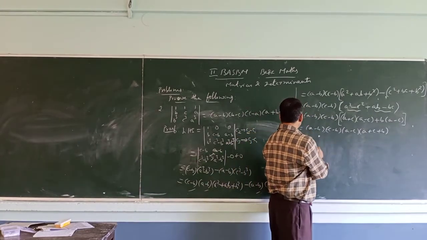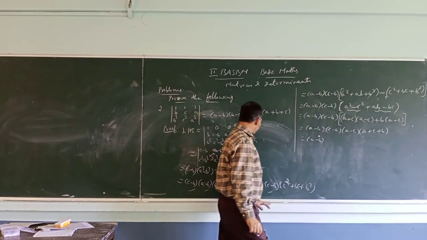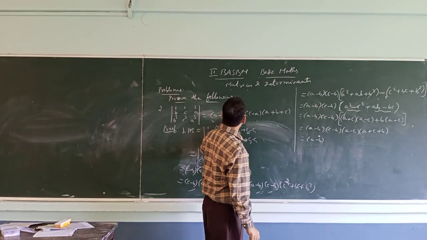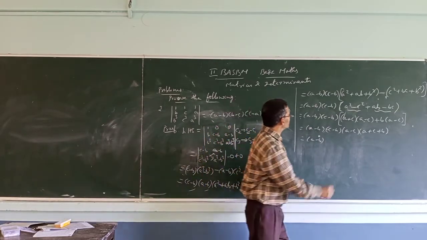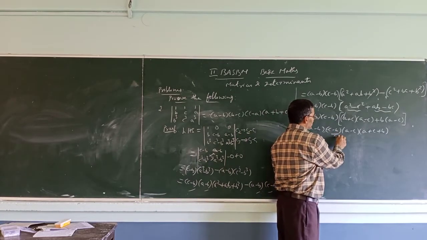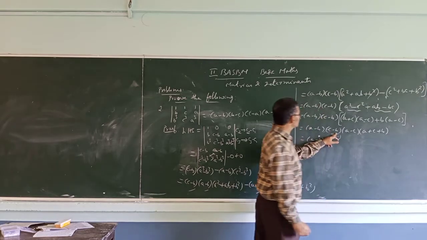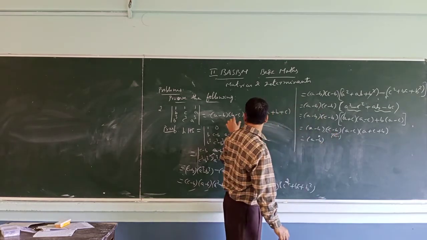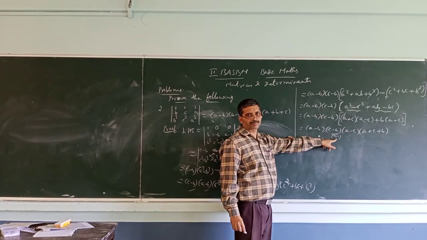What about the next term? A minus B. Observe here. What is required for us? A minus B, B minus C, C minus A. But I am having C minus B instead of B minus C. That is same as multiplying by minus 1, no? So I can say B minus C is C minus B into minus 1.